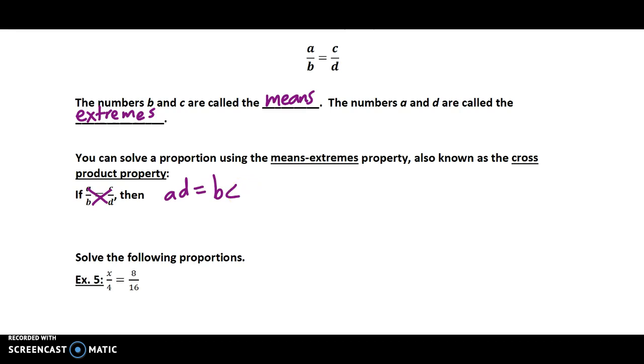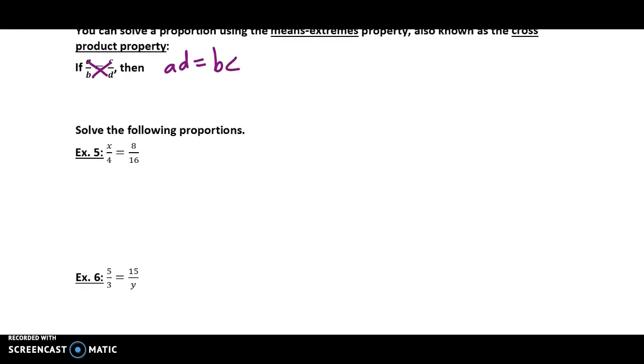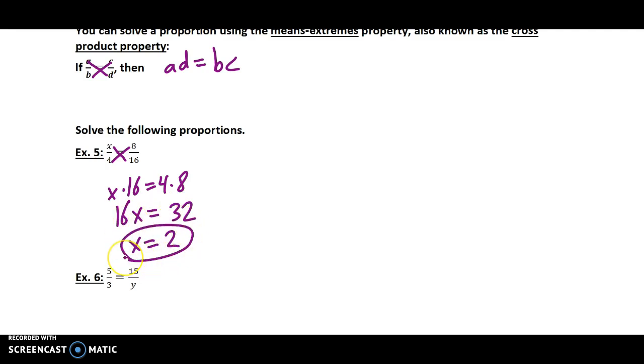It's very nice. I hope you know how to do this because this was part of your homework that you had to do for today. Okay, but we're going to be using this a lot. So anyway, solve the following proportions. As long as you see a proportion, cross multiply. So x times 16 equals 4 times 8. So that means 16x equals, well, 4 times 8 is what, 32? Finally divide by 16, and you end up with x equals 2.